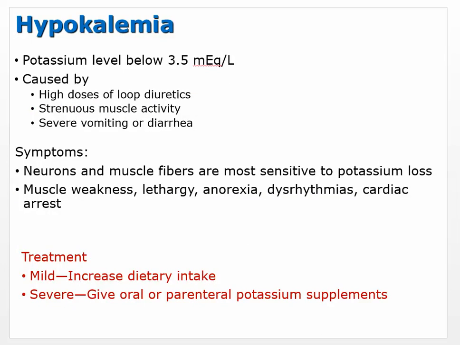Okay, so that's hyperkalemia. Hypokalemia, potassium level below 3.5 milliequivalents per liter, caused by high doses of loop diuretics. Okay, so loop diuretics and thiazide diuretics too can cause that. Strenuous muscle activity can cause it, severe vomiting or diarrhea. So symptoms, neurons and muscle fibers are most sensitive to potassium loss, so muscle weakness, lethargy, anorexia, but really the dysrhythmias and cardiac arrest are the things that we worry about. So treatment, if it's mild, you increase dietary intake. If it's severe, you can give oral or parenteral potassium supplements.